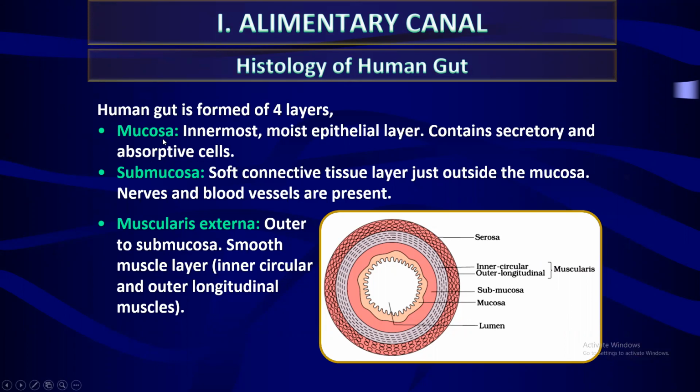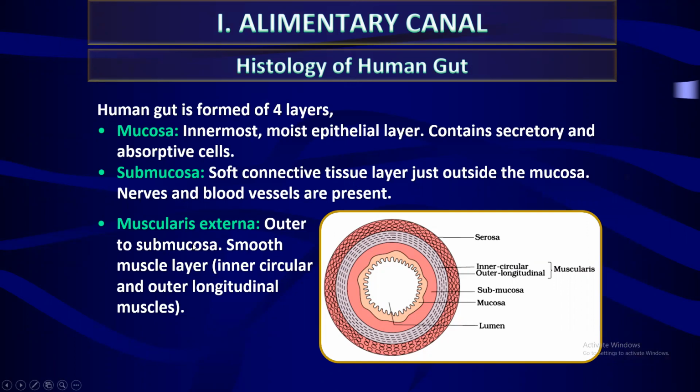The innermost lining layer is mucosa. The innermost moist epithelial layer contains secretory and absorptive cells. That means enzyme secreting cells and absorptive cells, which are called intestinal villi. Followed by submucosa, a soft connective tissue layer just outside the mucosa. It lies outer to mucosa. Nerves and blood vessels are present in this layer.